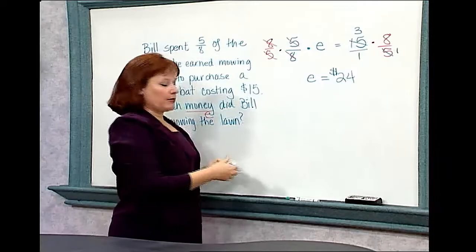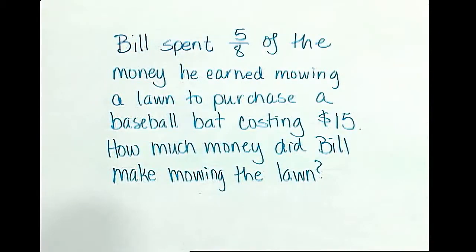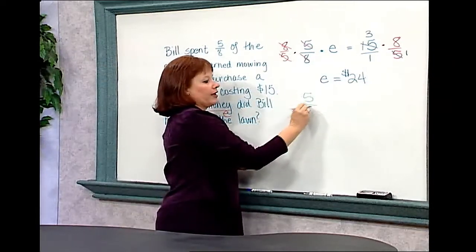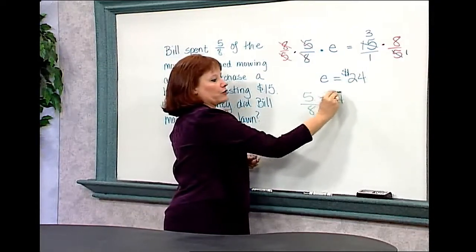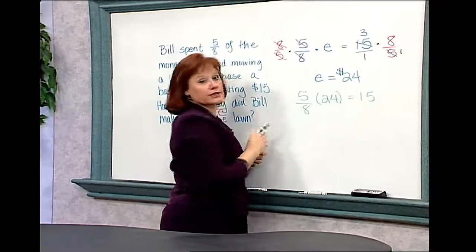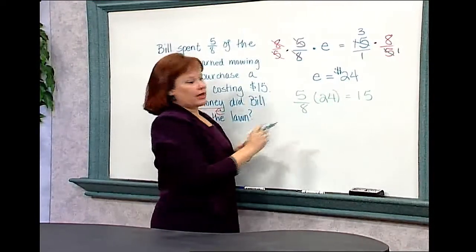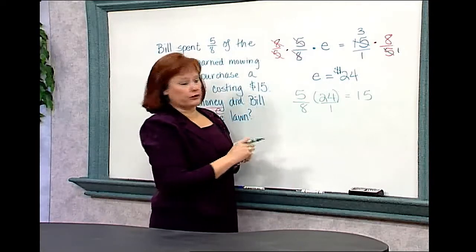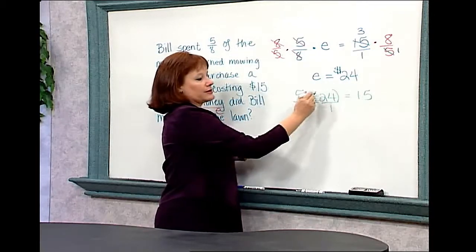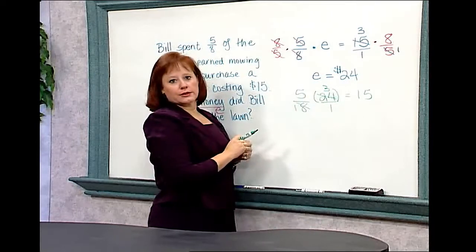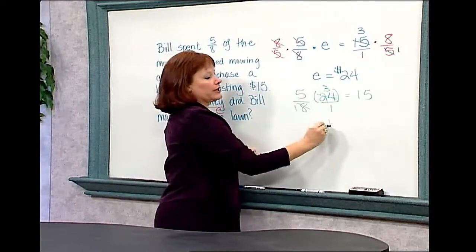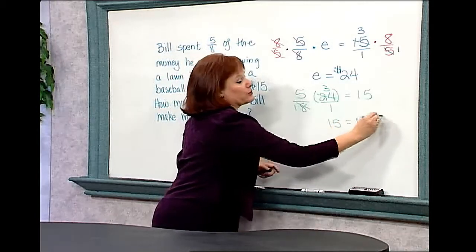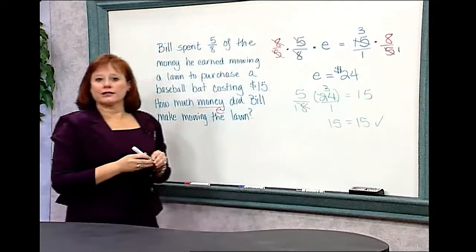If I want to check my problem, I'm going to come back to the original problem, and it says he spent 5/8 of the money that he earned. So I have 5/8 of the money that he earned, which is $24, and I think that should be the cost of the bat, which is $15. If I rewrite the 24 as 24 over 1, it will make this a little bit simpler to do. I know that 8 goes into 8 once, and 8 goes into 24 3 times. I'm left with 5 times 3, or 15, over 1, which is 15, which is of course equal to 15. So the problem checks out.